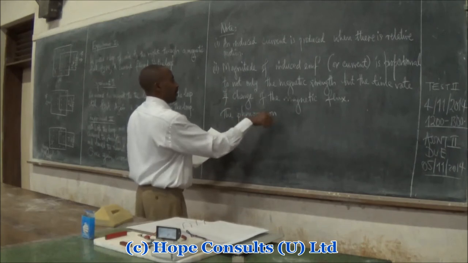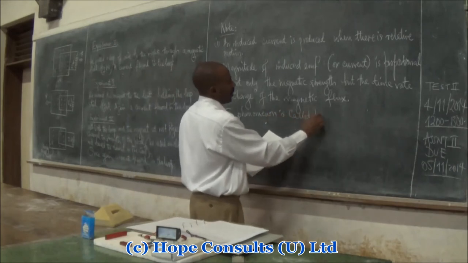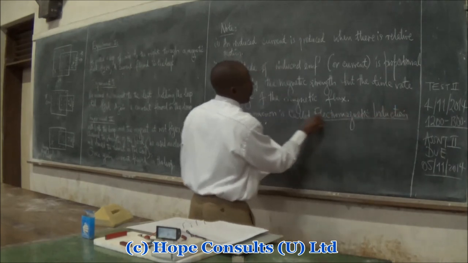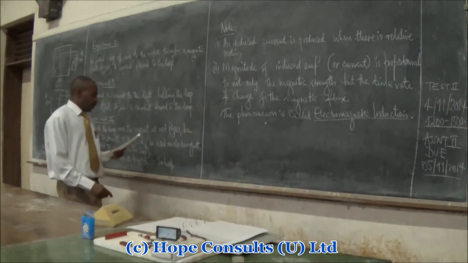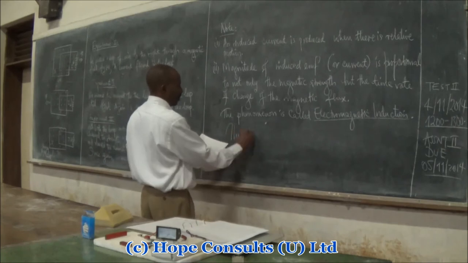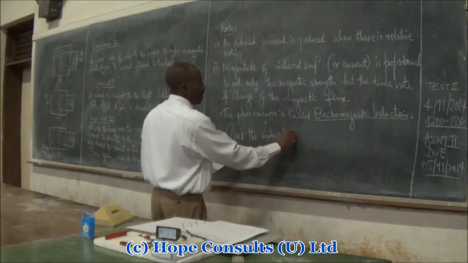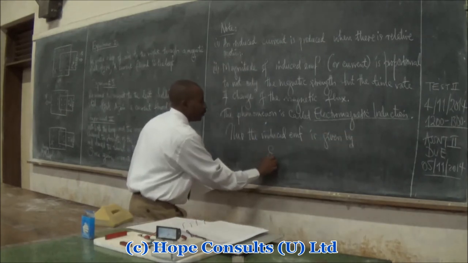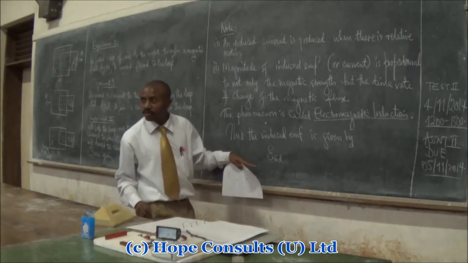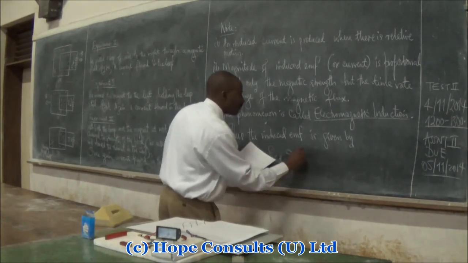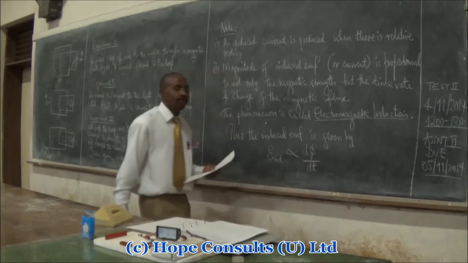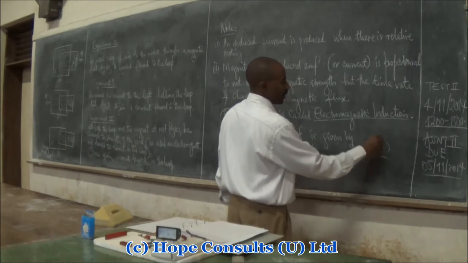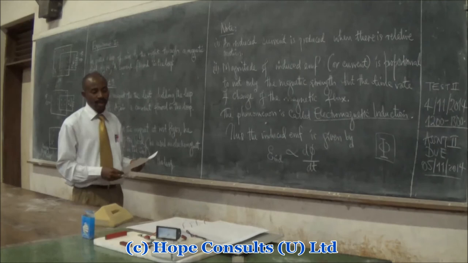The phenomenon is called electromagnetic induction. So the induced EMF is given by E induced. I normally call this a nice E, very few of you can write it, is proportional to the rate of change of the flux, which we call phi t. But of course, sometimes you find that this phi always is nicely drawn like that. So it depends, as long as you are consistent, I have no problem.